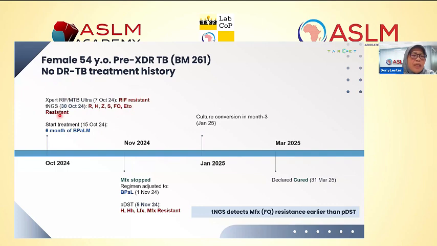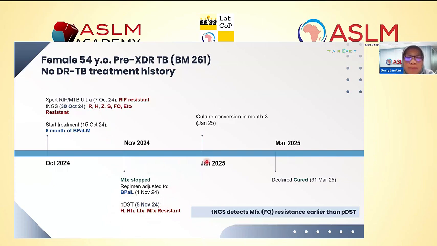Because our tNGS showed fluoroquinolone resistance, this patient needed a treatment adjustment. We stopped the moxifloxacin on the 1st of November, one day after the clinician had the tNGS result. Then on the 5th of November, the PDST result came up, and we learned that the result is the same. This patient has high and low level isoniazid resistance and also fluoroquinolone resistance.